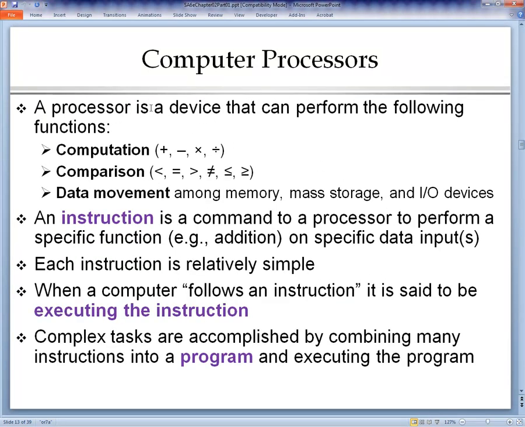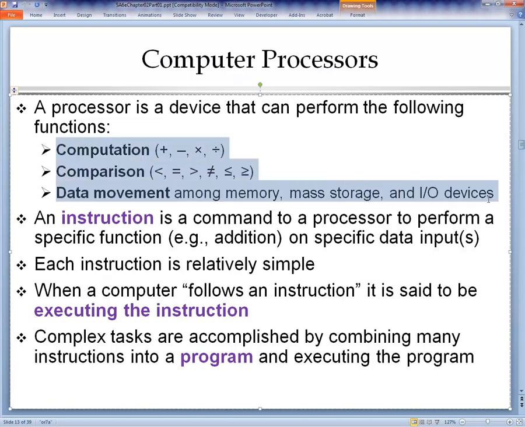All right, on to computer processors. So at the heart of a modern computer is a device called a processor. We might call it a microprocessor, we might call it a chip. And that processor has some basic capabilities, and here we've divided them up into three categories. Later on in the book we might actually delve into these a bit more deeply.